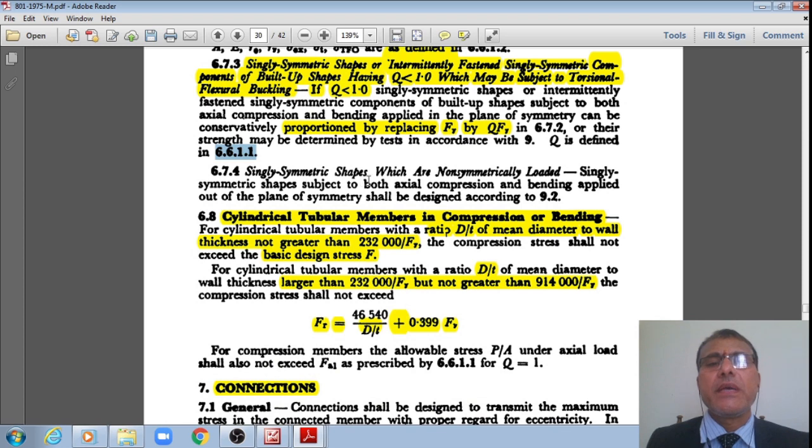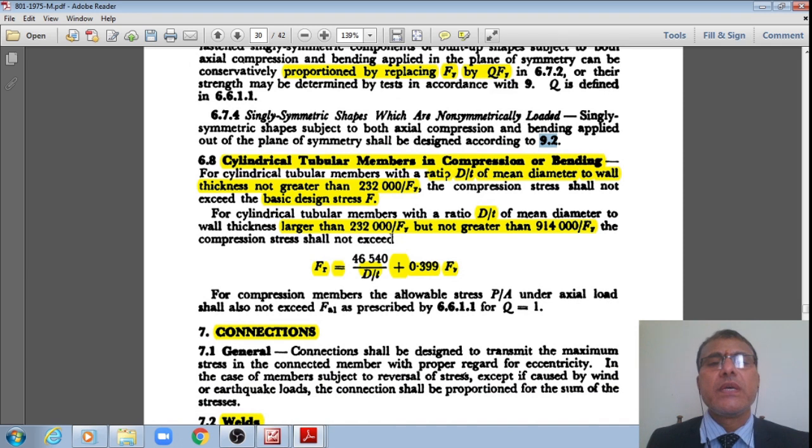Similarly, singly symmetric shapes which are non-symmetrically loaded should also be in accordance with Class 9.2. Now, next one is cylindrical tubular members in compression or bending. However, if the ratio d by t, the mean diameter to the wall thickness, is not greater than 23200 divided by Fy, the compression stress shall not exceed the basic design stress F, right?